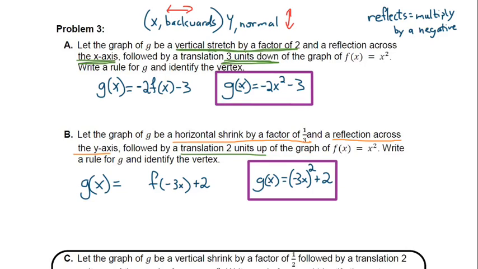Try letter C. And just like earlier, I realized I didn't identify the vertex. It says to identify the vertex. Well, for this one, it didn't shift left or right at all, so the x-coordinate for the vertex is still at 0, but we shifted it down 3, so it's at -3.